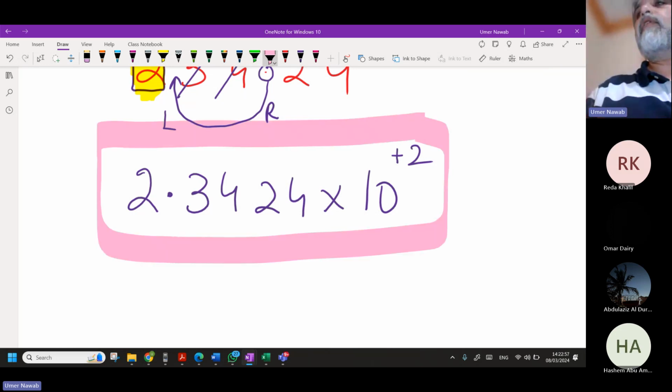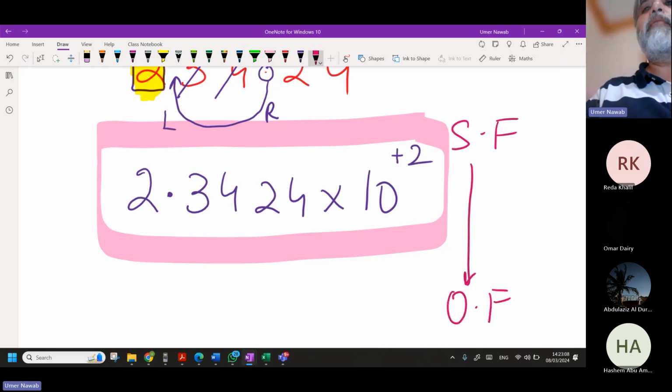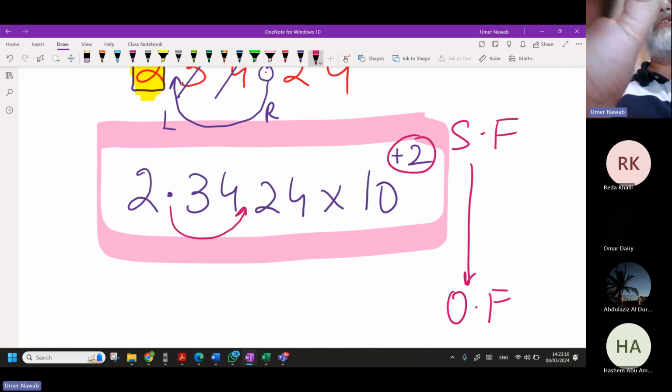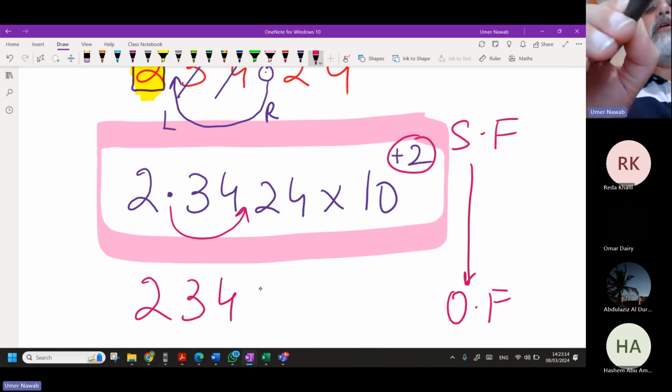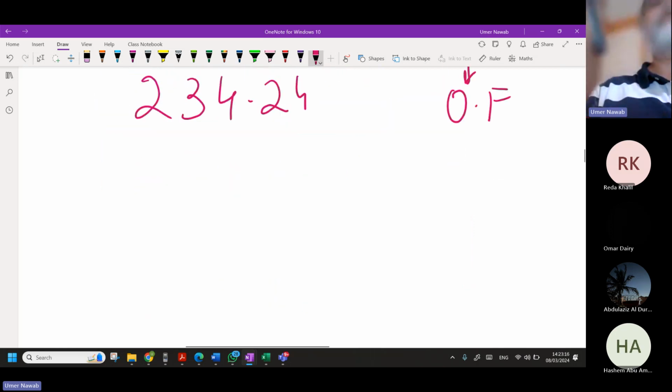Now this number is in standard form. If I want to convert the standard form back into the ordinary form, the 2 means push your decimal 2 units to the right. So my answer will become 234.24.